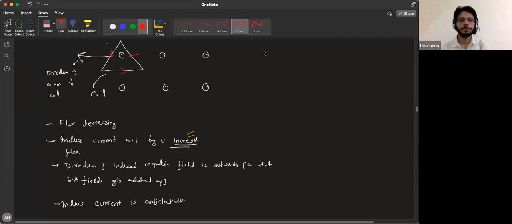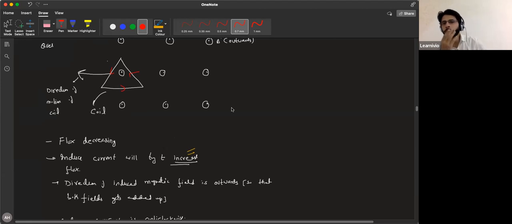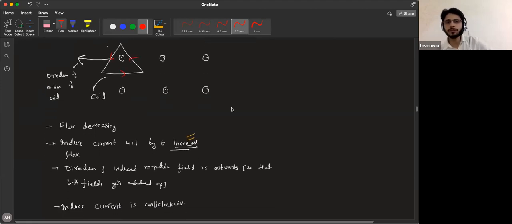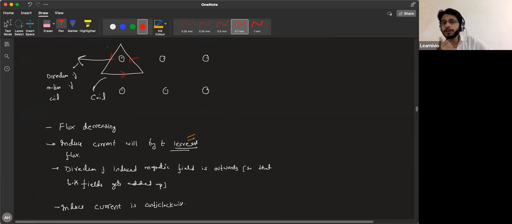Noha, see, the original magnetic field is outwards, and the flux is decreasing. So the induced current is trying to increase the flux. To increase the flux, the induced magnetic field and the original magnetic field should be in the same direction. Original magnetic field is outwards, so the induced magnetic field should also be outwards. Both fields are in the same direction. So if your induced magnetic field is outwards, then your current is anti-clockwise.